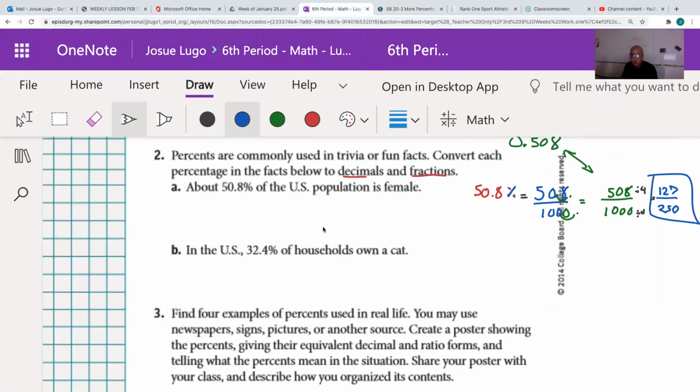Letter B. We're going to do the exact same thing. We're starting with 32.4%. I want to change it to a decimal. Here's my D and my P. So I'm going to go from a percent to a decimal, so I'm going to move it to the left twice. So that would be 0.324 or 324 thousandths. If you think about it, I can already go from here to this, 324 thousandths, because that's the same thing.